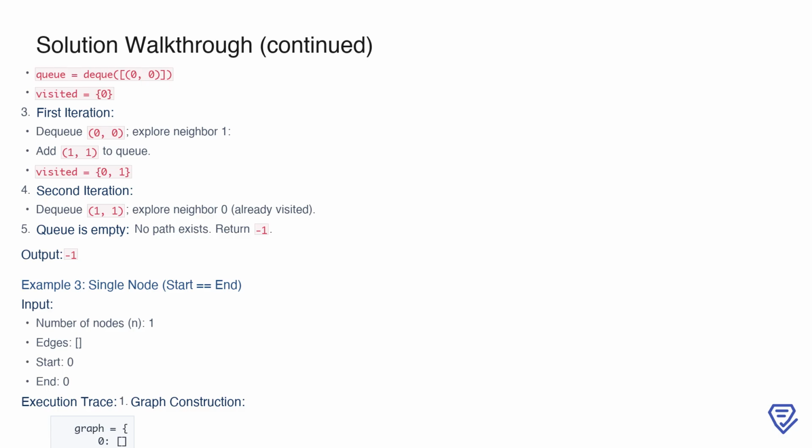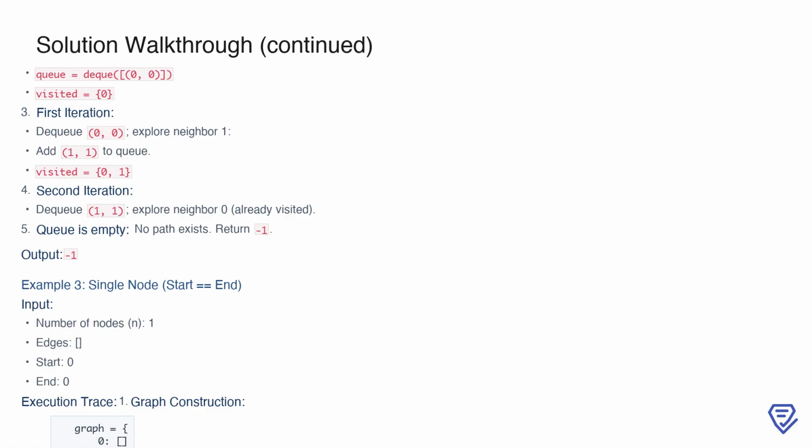We explore its neighbor, node 1, and add it to the queue with an updated distance of 1, marking it as visited. In the next iteration, we process node 1, now at a distance of 1, and explore its neighbor, node 0, which is already visited. At this point, the queue becomes empty, and we realize there is no way to reach node 3 from node 0, as they belong to separate disconnected components.